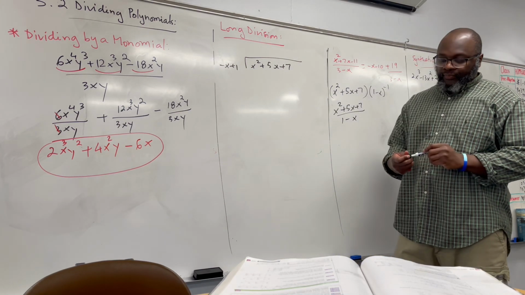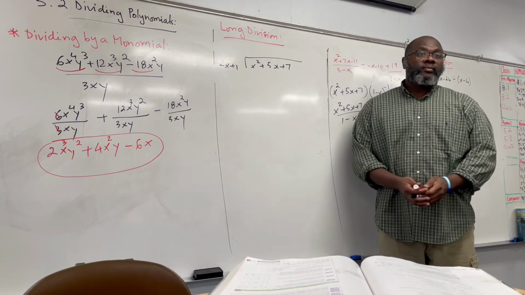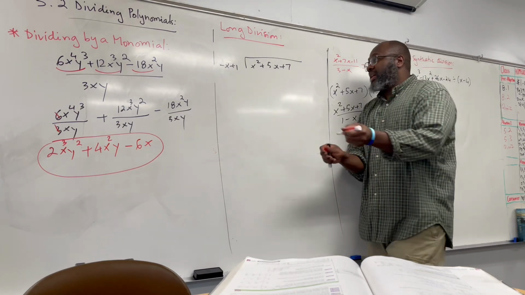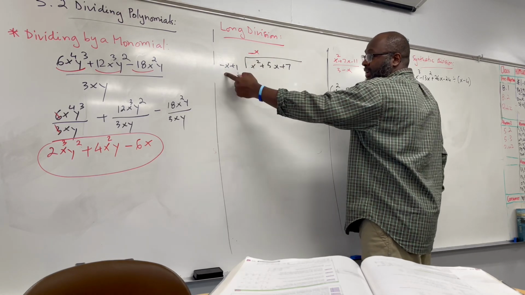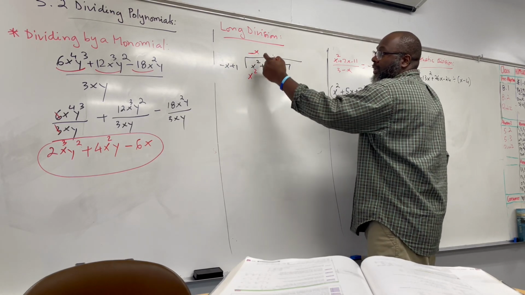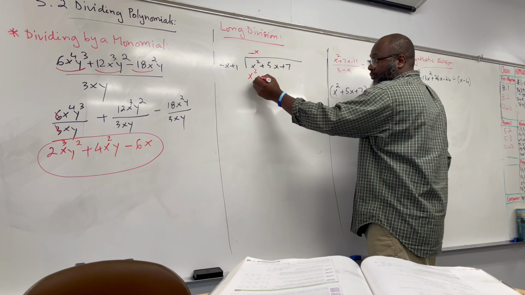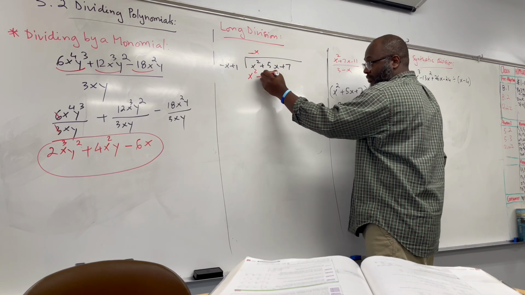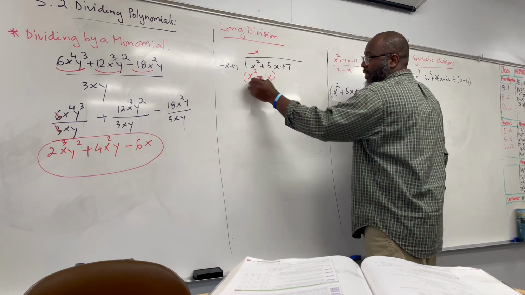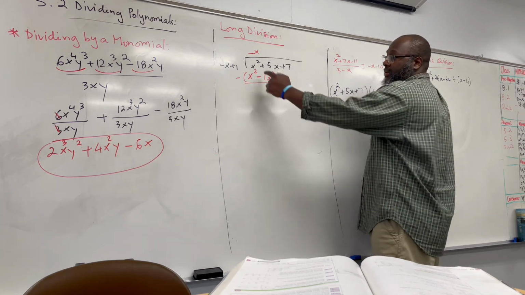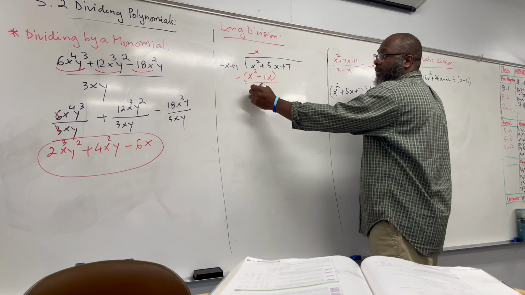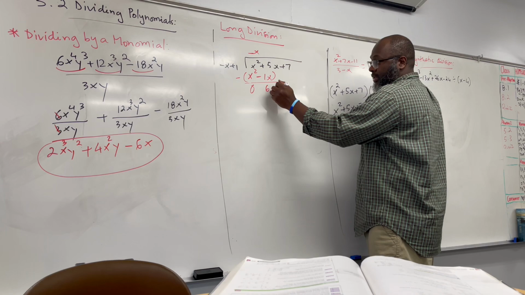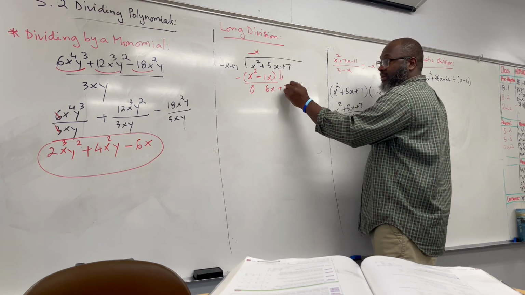All right, so what do we do now? Remember how x goes. It would be negative x. Negative x times negative x is x squared, and negative x times 1 is negative 1x, right? Now we subtract. This minus this is 0, and then 5x minus 1x is 6x, and then we bring down this plus 7.